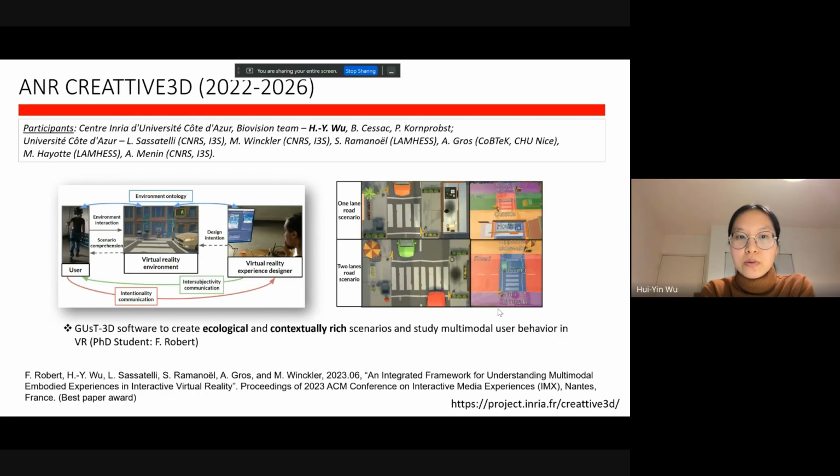Some of the work that we have done involves development of software that allows us to create ecological environments, such as road crossings in the case of this project, and contextually rich scenarios too, where the whole scenario is annotated with important indices. Where is the car? Where is the pedestrian crossing? What is the person doing at any moment inside the scene? And it allows us to study multimodal user behavior using gaze tracking, physiological sensors, and also motion capture.